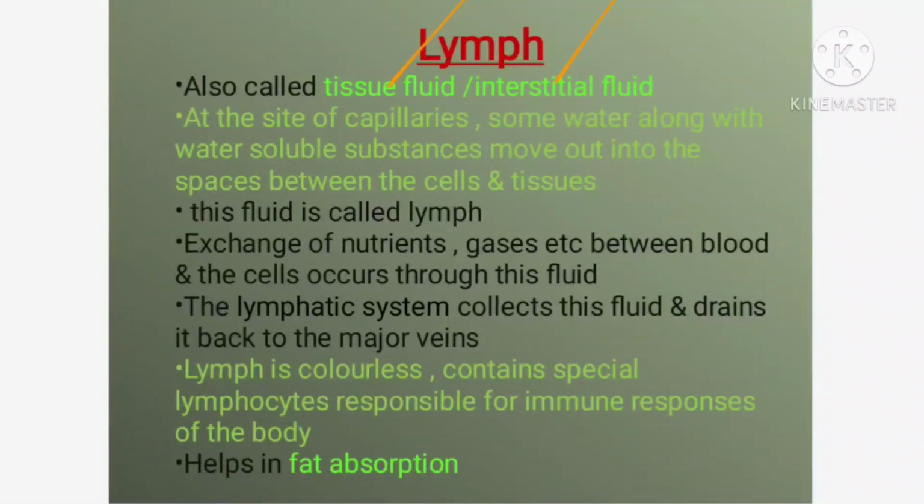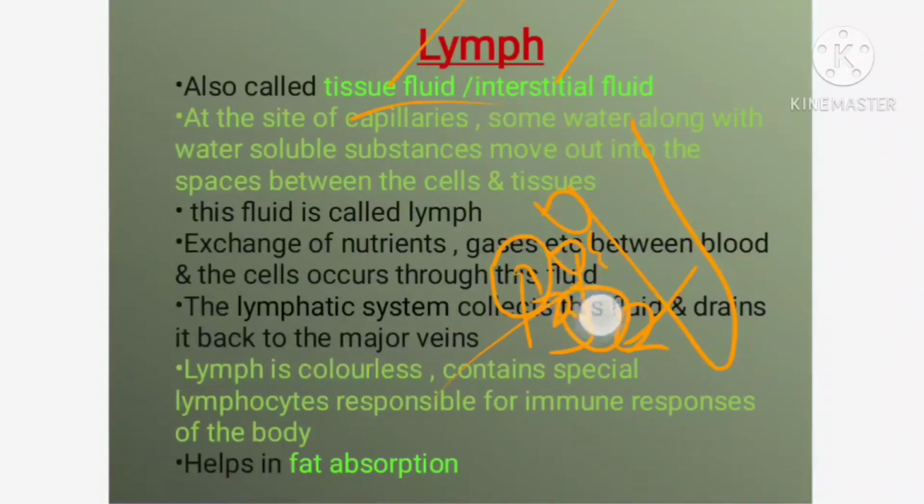At the side of capillaries, some water along with water-soluble substances moves out into the space. So, this is a capillary, and some water and other substances move out of the blood capillaries and are collected between the cells, in the cell spaces. This fluid we call the lymph or the tissue fluid. Here, between the cells, exchange of gases and exchange of substances take place.